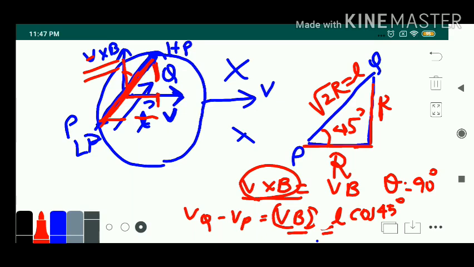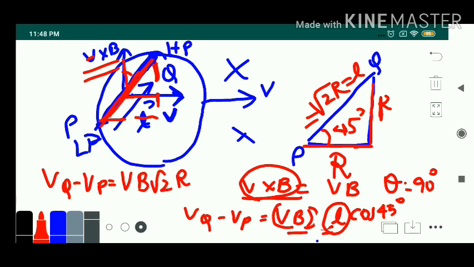And now it's not over. What is the value of L here, guys? I just wrote root 2R. So VQ minus VP is equal to VB root 2R cos 45 degrees, which is 1 by root 2. So root 2 and root 2 go off. The end result is what? I'm going to write it here again. It's just VBR. It's easy, take your time, it's not that tough.